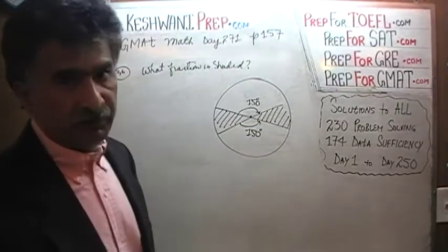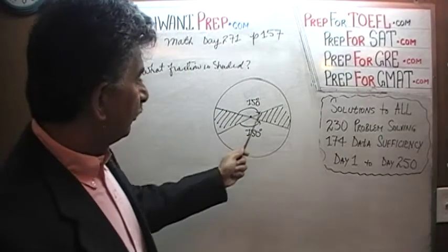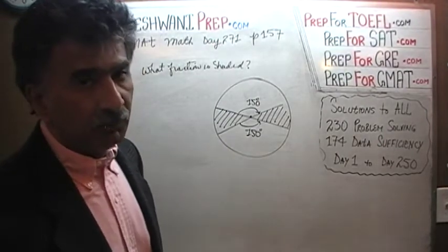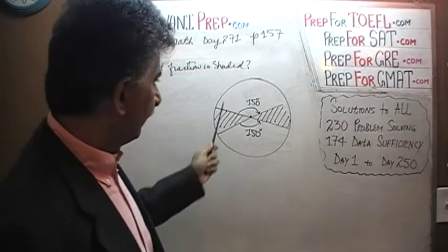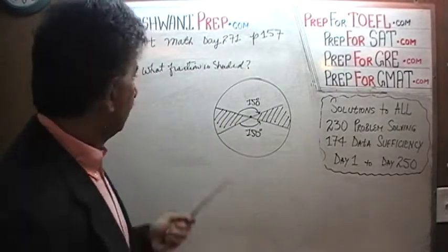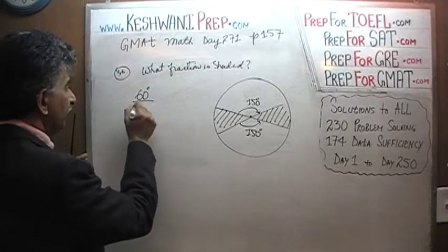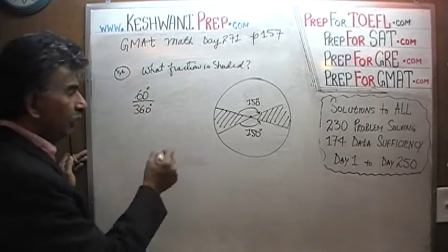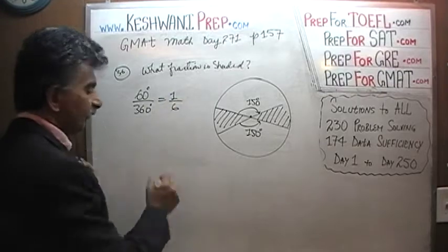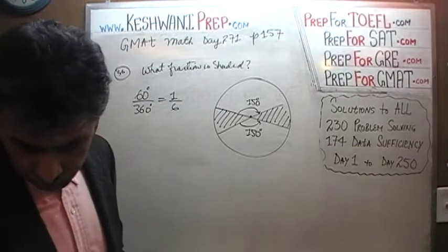150 plus 150 is 300, which means the remaining two slices that we see there are together 60 degrees, because the circle has to be 360 degrees. So what fraction is shaded? It is very simple. It's 60 degrees out of 360 degrees, or 1/6. 1/6 of the circle is shaded. Let's do the next one.